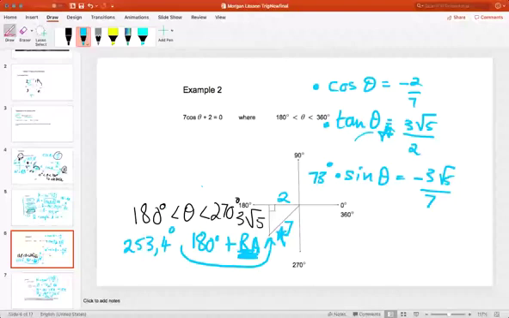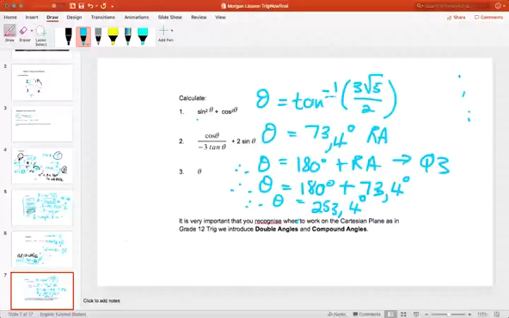Remember we said we need an angle that's bigger than 180 and smaller than 270 for quadrant 3. 253,4 satisfies that restriction. We are definitely within our range between 180 and 270 degrees. So we know that we are probably correct with our Cartesian plane. And that's that example complete.